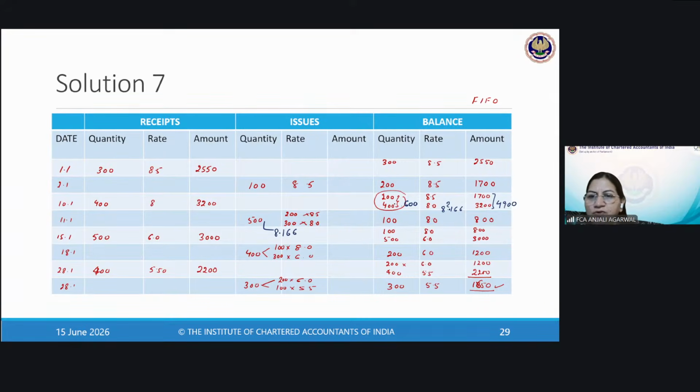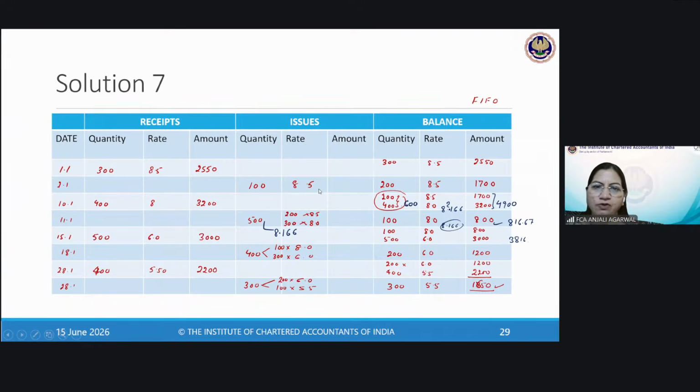And we will say that out of 600, 500 at the rate of 8.166 are issued, and 100 at the rate of 8.166 remains. So here the balance would be 816.67. Then 100 into 8.166 plus another 600 units at 8.166. Okay. These are how you calculate the pricing of issues: FIFO method, weighted average, perpetual, or periodic.